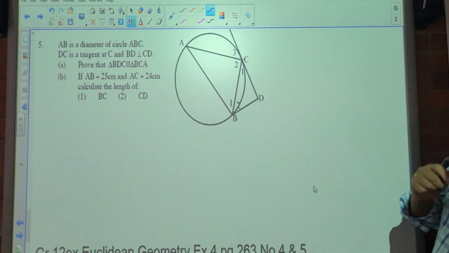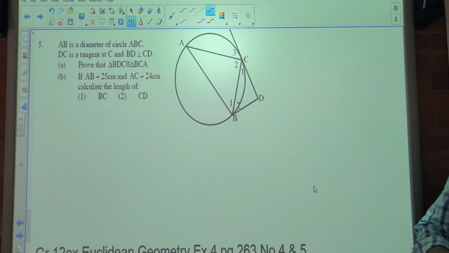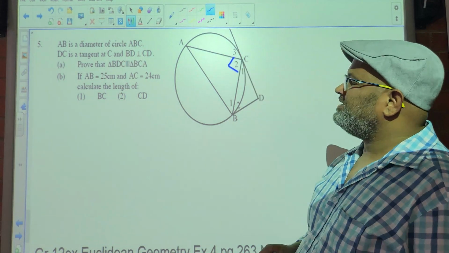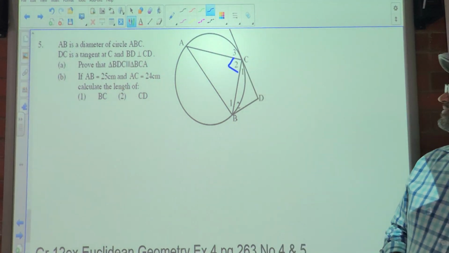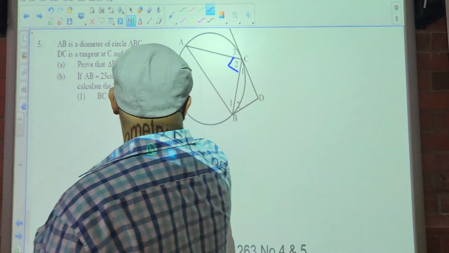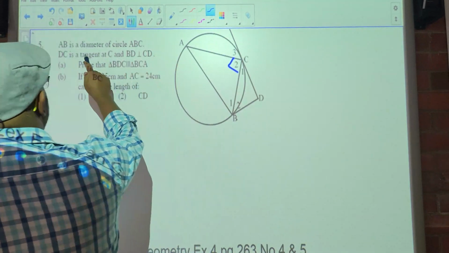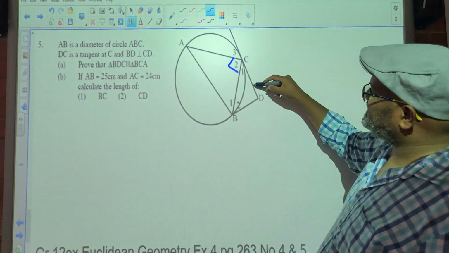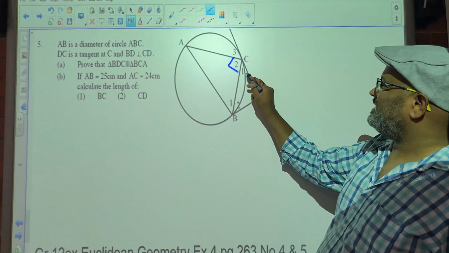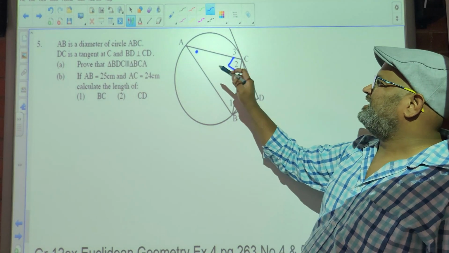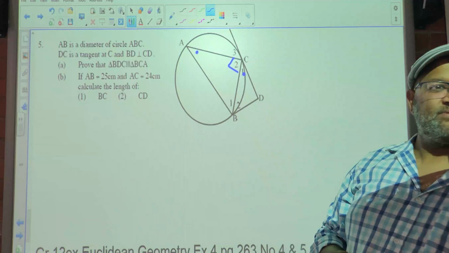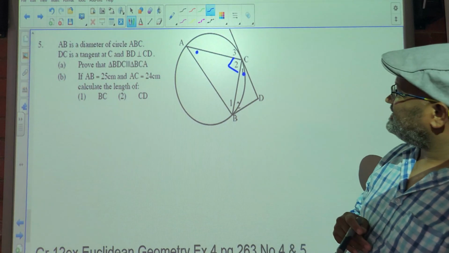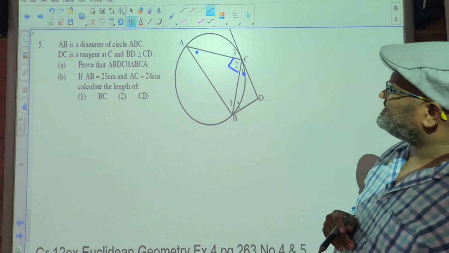People, we are told that AB is the diameter of the circle. People, if AB is the diameter, what do we know? C2 is 90. Why? Angle in a semicircle. Then we are told that this is your diameter, okay? DC is the tangent. This is the tangent, what do we know? C1 is equal to angle A. And C3, of course, is B1. Not so.